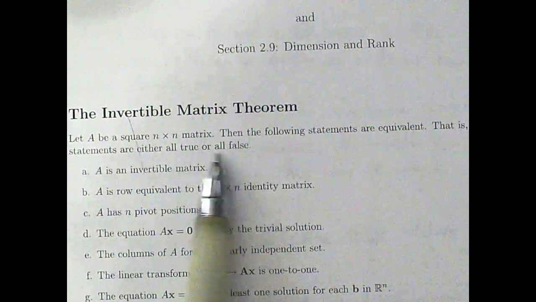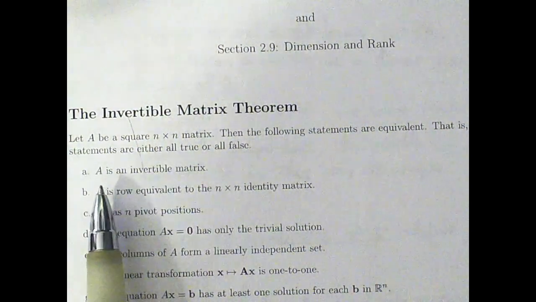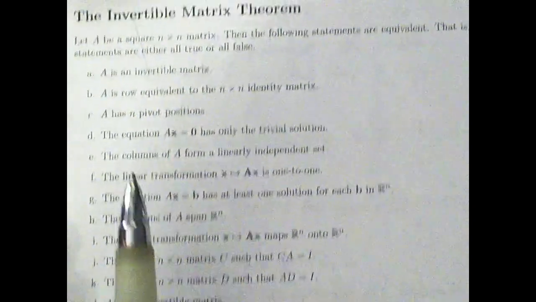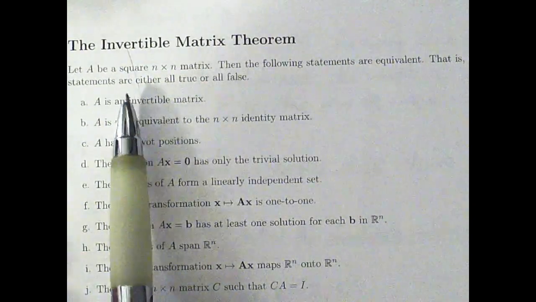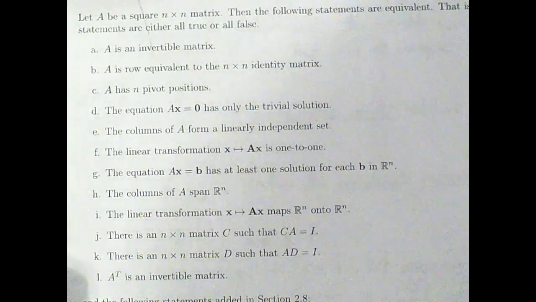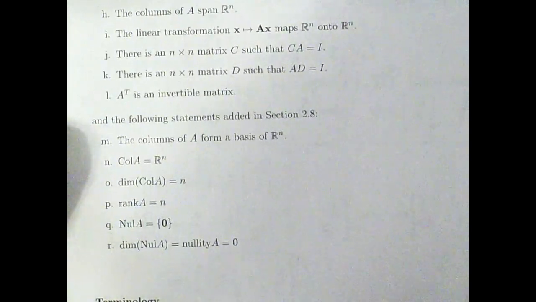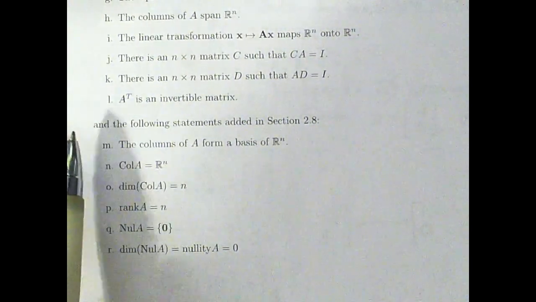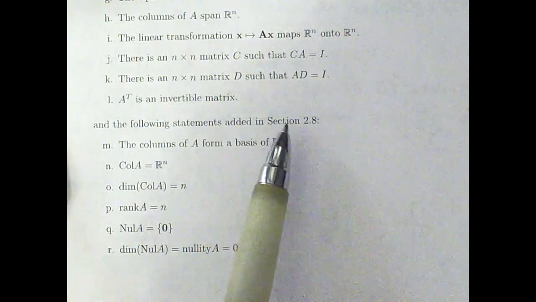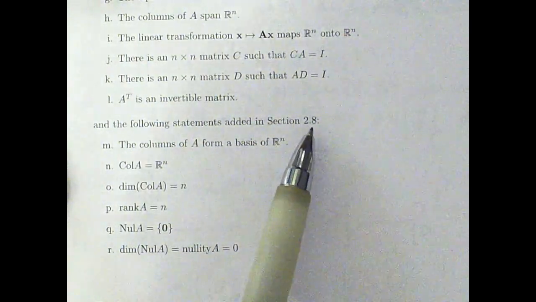That's one of the important ones you could highlight if you want. So if A is invertible, all of these other things are true. If A is not invertible, all of these other things are false. Let's take a look in particular at the new things that we're adding. All right. The following statements are added in, it says section 2.8. I think that should probably say 2.9.